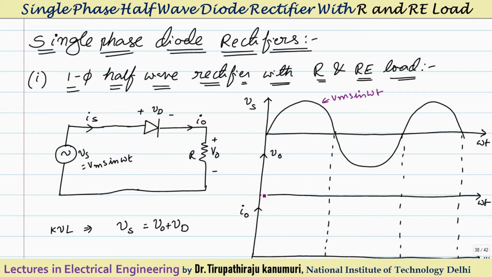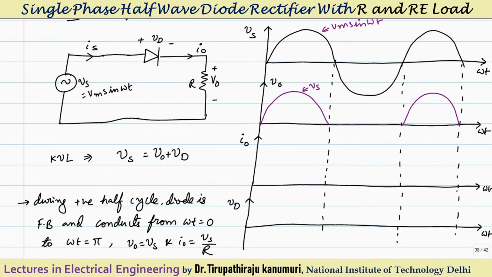So you can tell that the output voltage, because the diode is conducting, the entire supply voltage will appear across your output. So your output voltage will resemble the input voltage during the positive half cycle. Now coming to the negative half cycle, the diode gets reverse biased, so it will not conduct. So this is my output voltage. It will be equal to your input voltage during the positive half cycle, assuming the voltage drop across the diode is negligible.